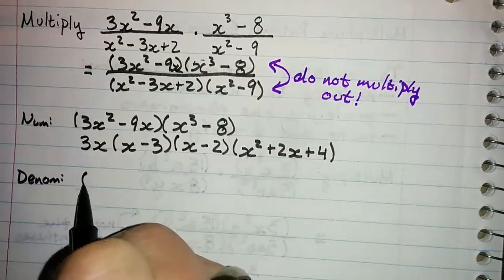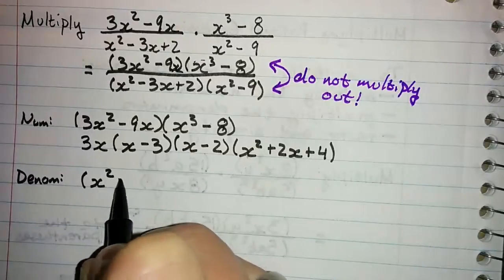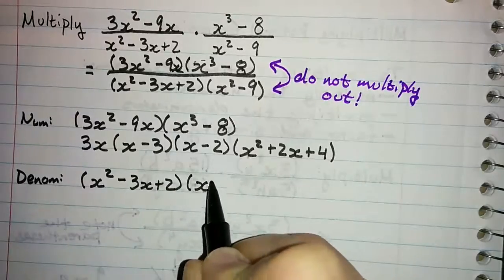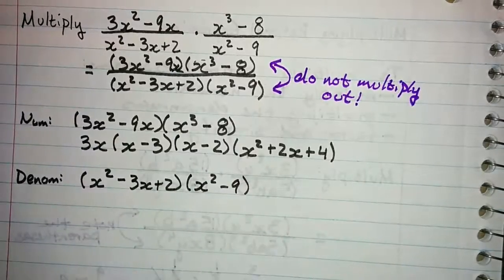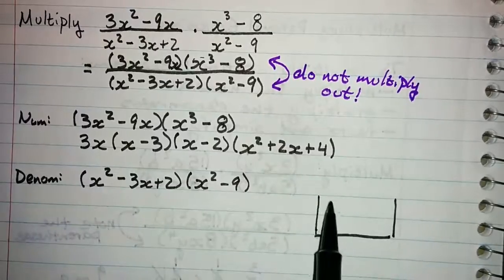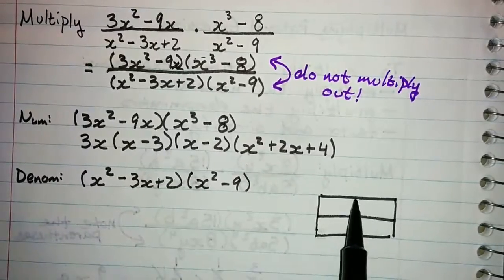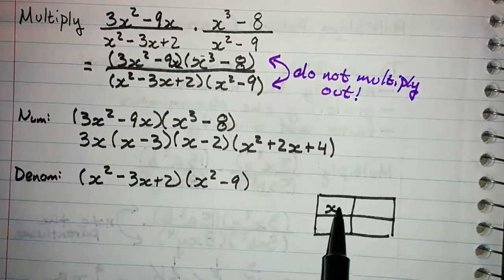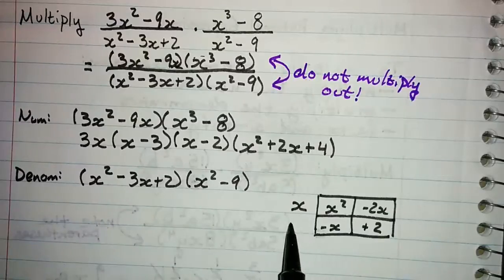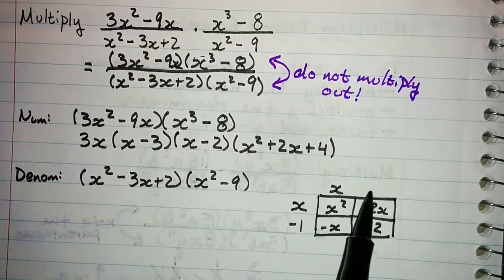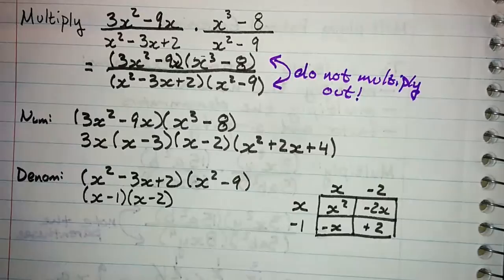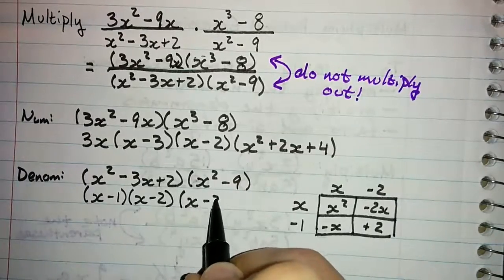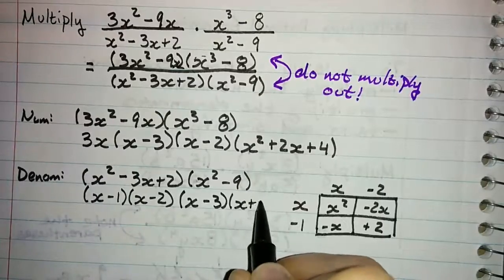My denominator is currently factored as x squared minus 3x plus 2 times x squared minus 9. This trinomial, we split up the middle term using two numbers whose sum is negative 3 and whose product is positive 2. And then we see that our factors are x minus 1 and x minus 2. This binomial is a difference of squares. It factors as x minus 3 times x plus 3.